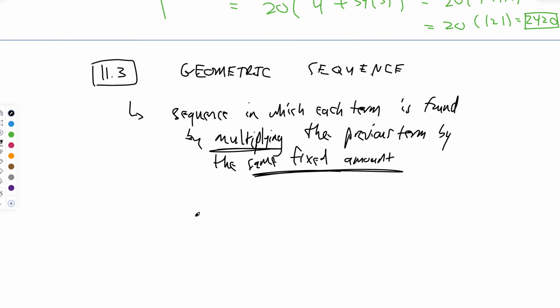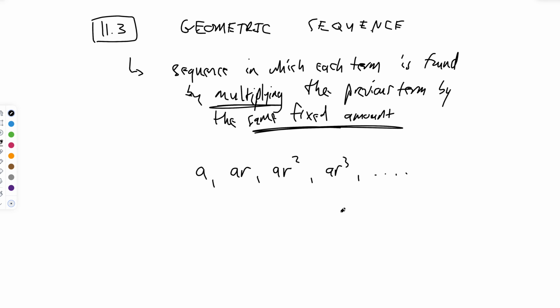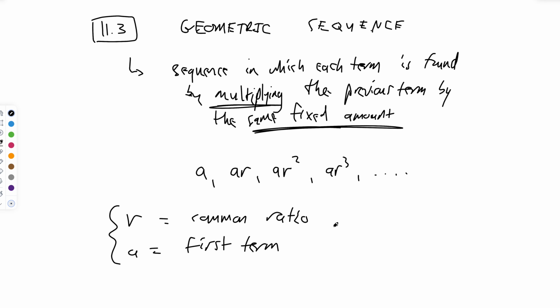What does that look like in terms of our pattern? Well, this would look something like A times R, A times R squared, A times R cubed, and so on. So every next term you multiply by R, which is going to be our common ratio, and then you do it again times R, then do it again times R. So every term is just going to be times R times R times R. Remember, R is the common ratio. A is still our first term. We have the same type of info we had last time.